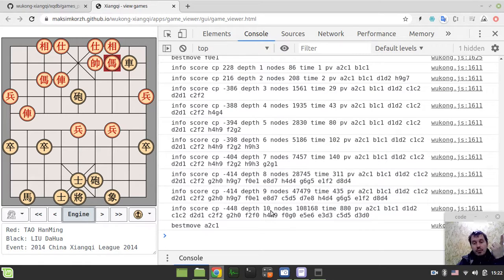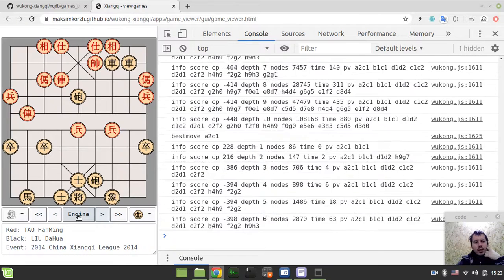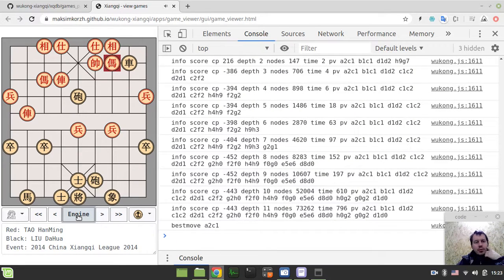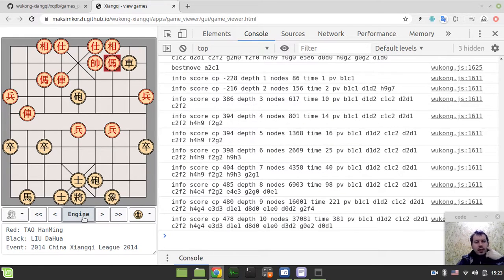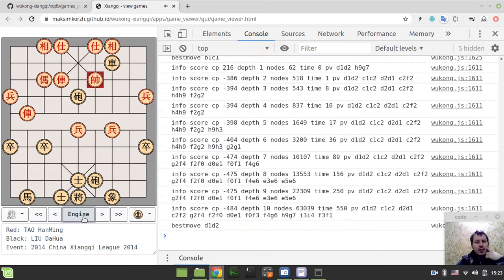Oh, it even hits depth 10. Well, it's quite nice, only thinking for 1 second. So here is the idea. Red thinks that his cannon is untouchable, but actually Liu Dahua takes that, showing that losing this rook and exchanging it for a cannon still leads to a crushing win, and this is how it is. So if the game would continue, this is the first move by the engine. Okay, so rook takes, check.